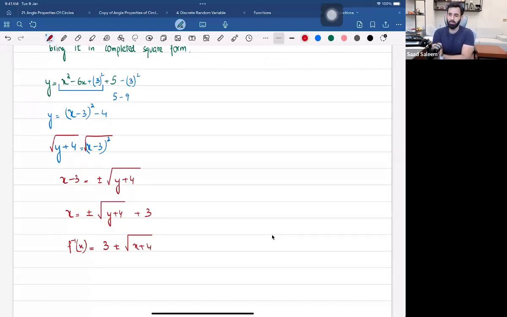Now, the question is, with plus and minus, what kind of function do you think this is? What kind of relation do you think this is?